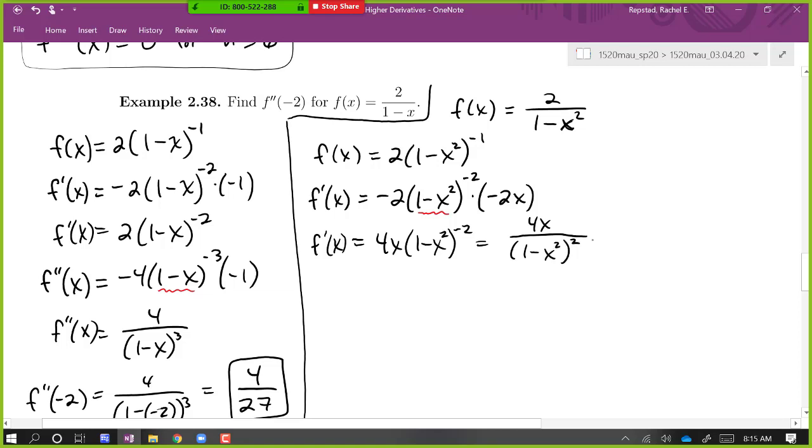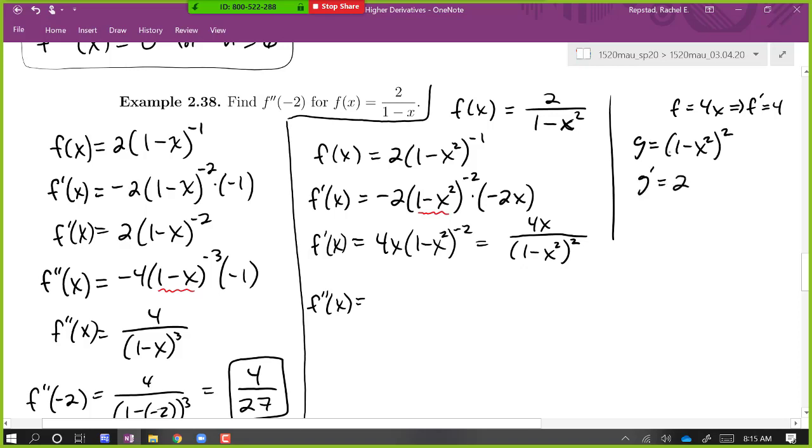Either way is fine, but I can't avoid having to use either a product or quotient rule here. So let's say we use the quotient rule. I'm going to do some stuff off to the side here. My f function would be 4x, and so f prime is 4. My g function is 1 minus x squared squared. So g prime is what? Bring the 2 down, 1 minus x squared to the first times negative 2x. So that's a minus 4x, 1 minus x squared.